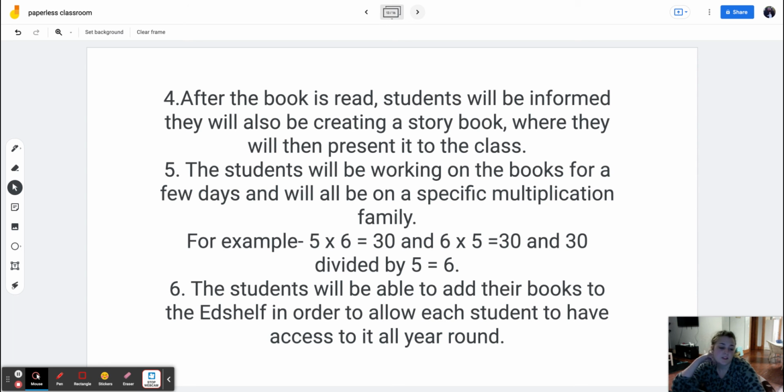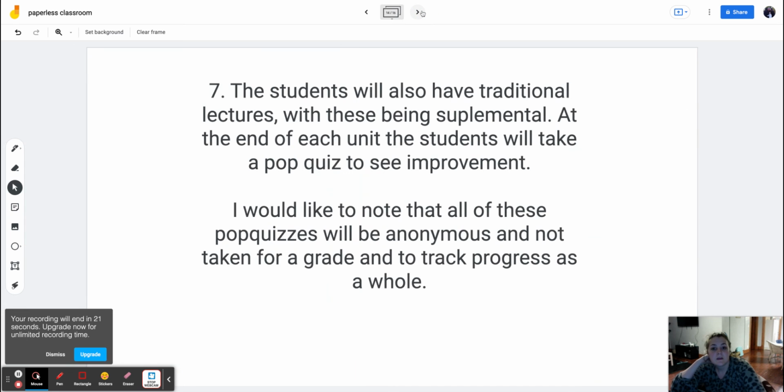The students will be working on the books for a few days and will all be on a specific multiplication family. For example, 5 times 6 equals 30, and 30 divided by 5 equals 6. The students will be able to add their books to the Edshelf in order to allow each student to have access to it. The students will also have traditional lectures, with these being supplemental.